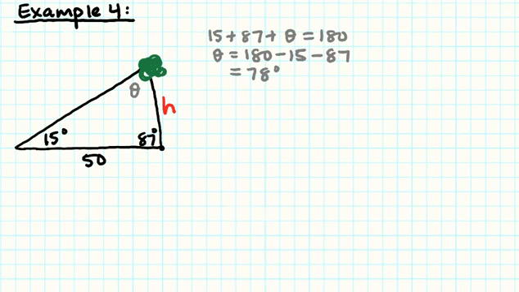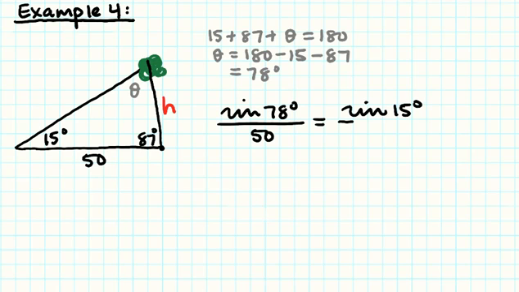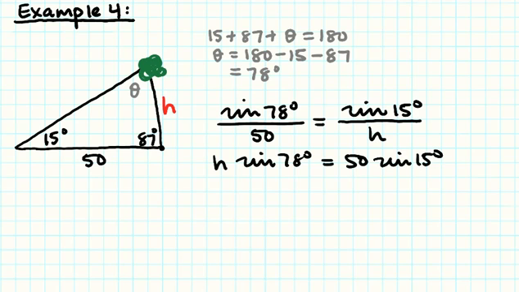All right, so what I'm going to do with that is set up for the law of sines. I'm going to say the sine of 78 degrees divided by 50 is going to equal the sine of 15 degrees over h. And I'm going to cross multiply, and then I'll solve for h.